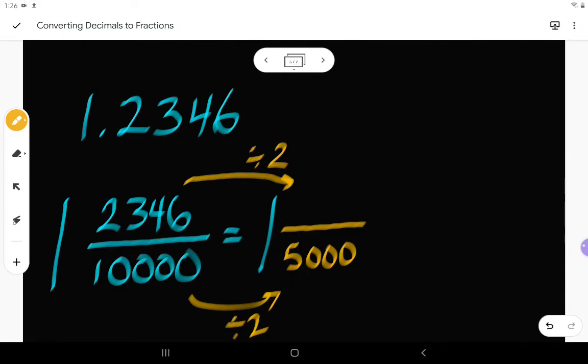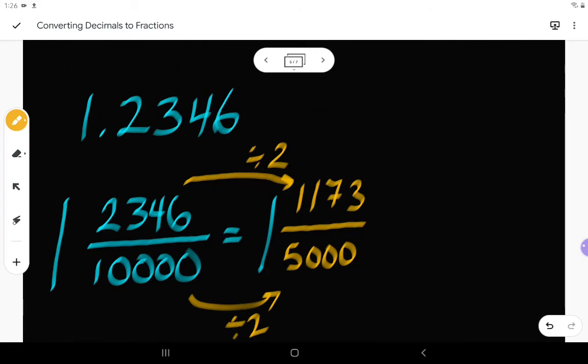So 2,346 divided by 2 is going to give us 1,173. Okay, now we have to see if there's any common factors between those. I don't think that there is. 5,000 doesn't have any factors that are going to match up with 1,173. So that's in lowest terms as best as it can be. And that is, quite simply, how we change decimals into fractions.